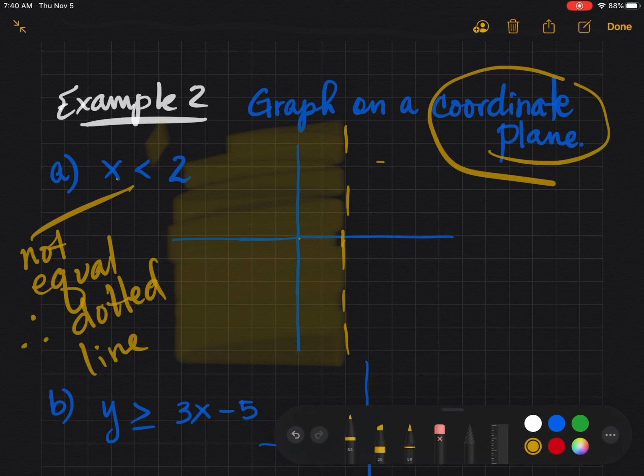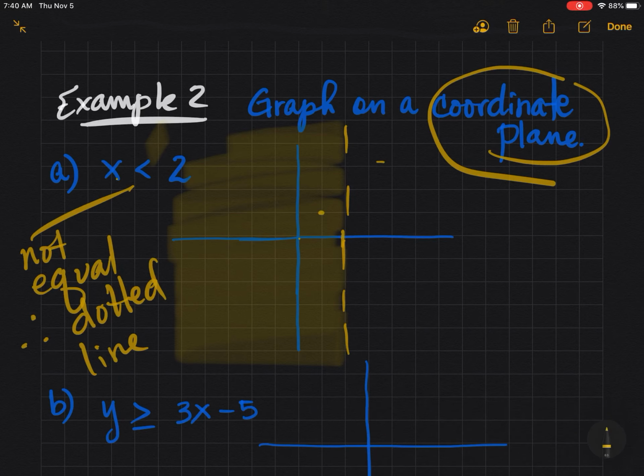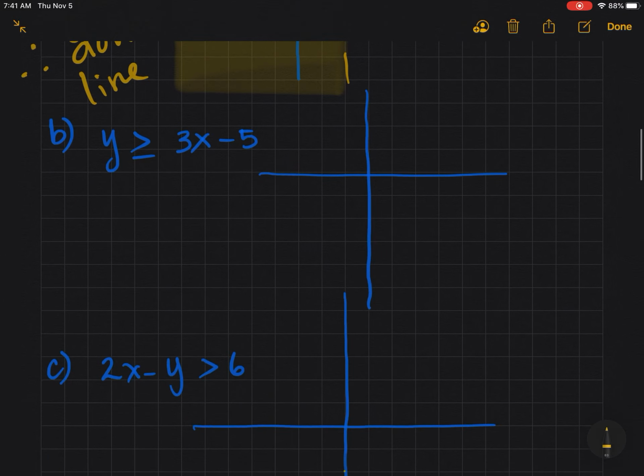So notice that there are infinitely many points that make this true. I could test any number of points. That point is 1, 1. It has an x value that is indeed less than 2. Notice anything on the line will not make this statement true.